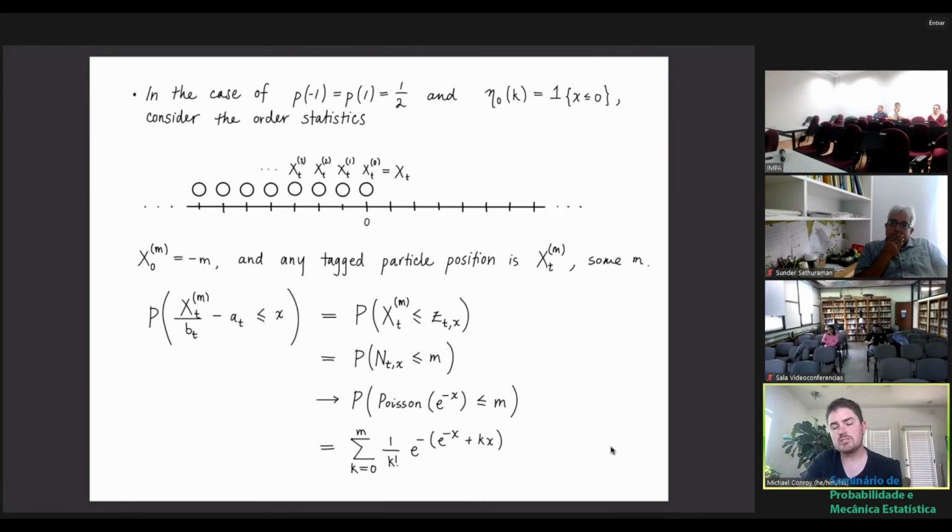And we can consider order statistics in the non-nearest neighbor case. They're not tagged particles anymore, but we would still have something similar, where the standard deviation would show up in a similar spot, multiplied by the e to the minus x.